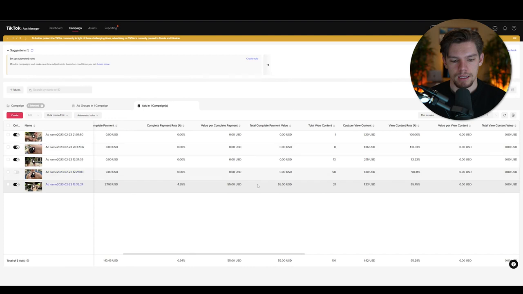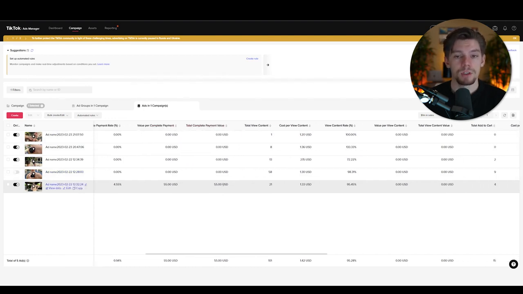Looks like these are basically saying the same thing. There is technically a difference, but it's good to have both up because if someone does like a really big purchase right here, it'll say 55, but if someone does multiple purchases, it's going to have different values here. So it's good to have both.